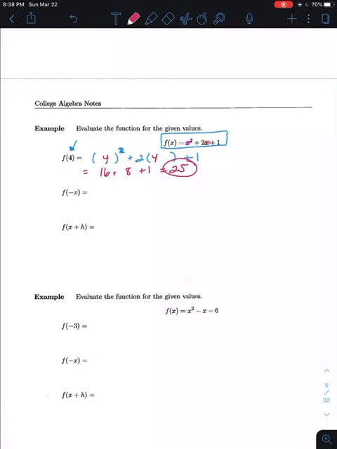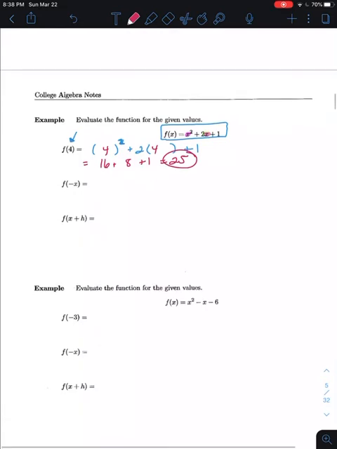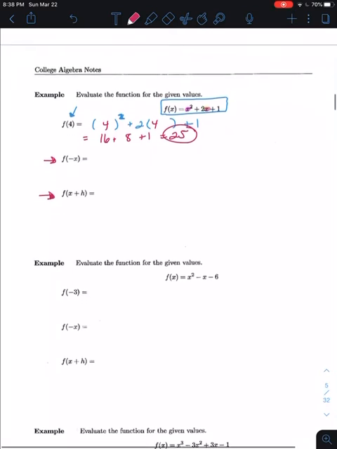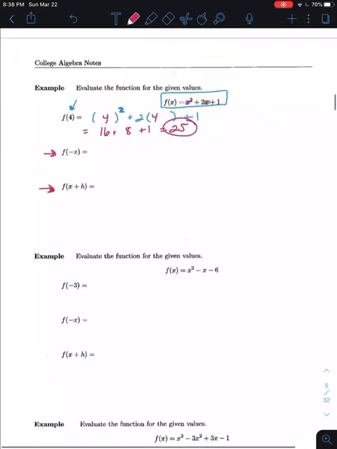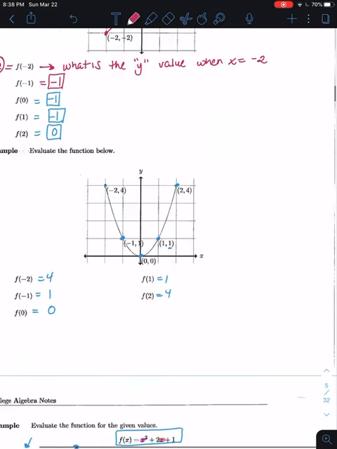Now, I'm going to do the examples where they only ask you to find f of a number. The next examples have f of negative x and f of x plus h. We will do those, but I want to show you how you can use Desmos to help you. So let's look at this example here.